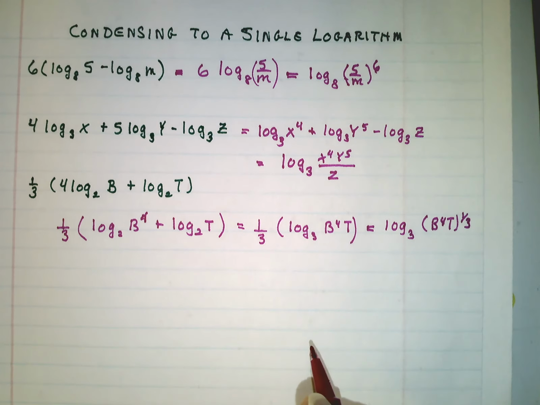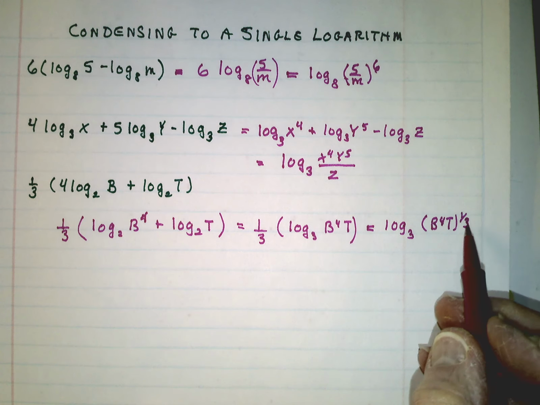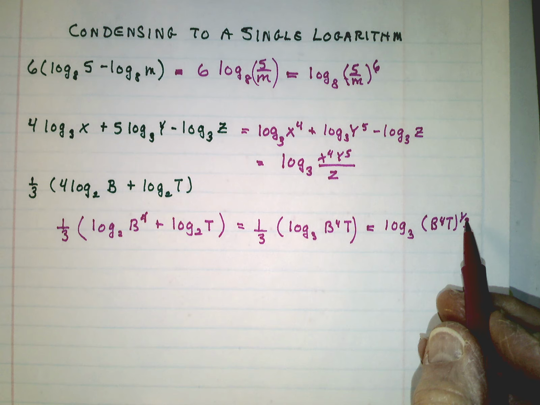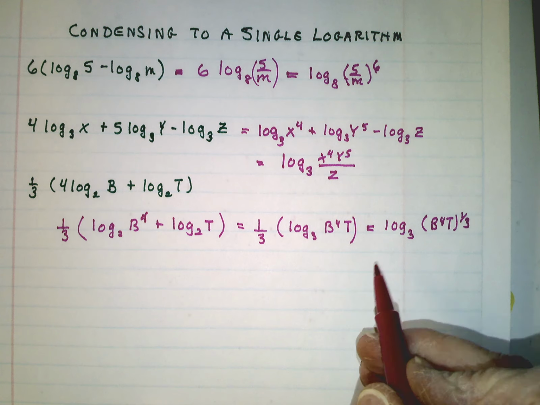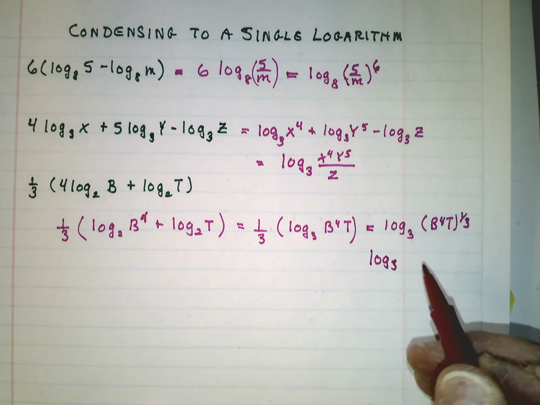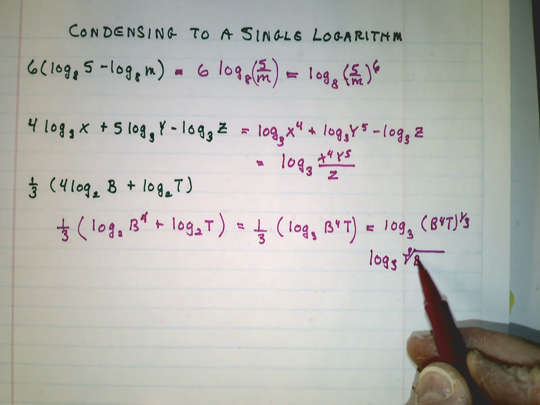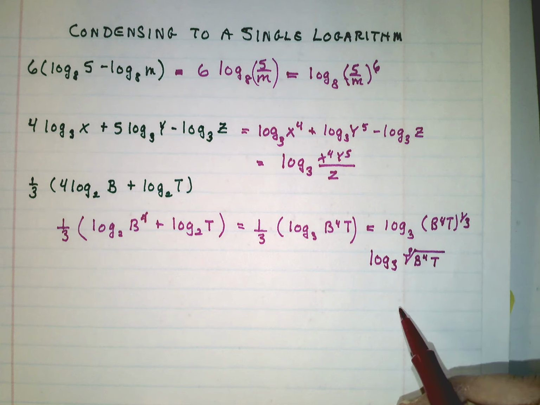For some problems, we would leave it like that. Your book tends to want to change this fractional power into a root, so you may see it written as the cube root of b to the 4th times t.